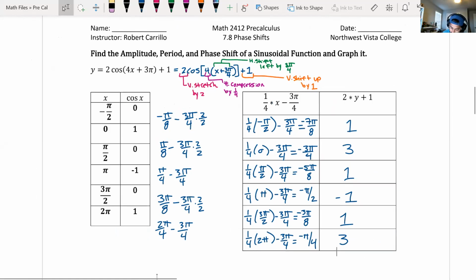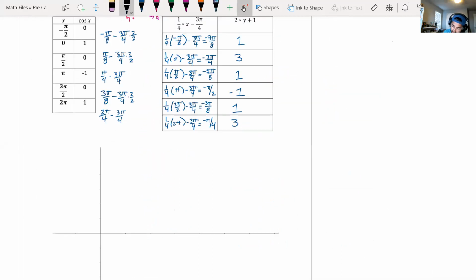We can now graph our function. So this will be negative 7 pi over 8. I'll start here. Negative 7 pi over 8, and then I'll have negative 3 pi over 4, and then negative 5 pi over 8, negative pi over 2, negative 3 pi over 8, and negative pi over 4. Highest we go is 3. Lowest we go is negative 1.